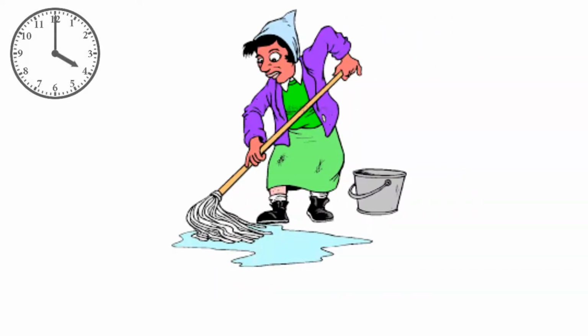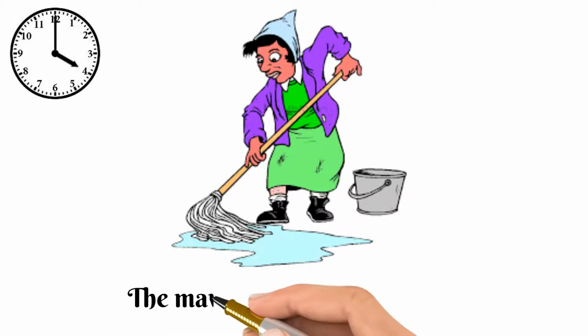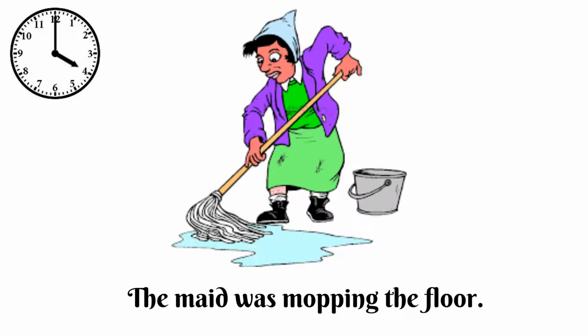Second example, what was she doing yesterday at 4 o'clock? The maid was mopping the floor. So what's the past continuous here? Was mopping. So when I say she was mopping the floor, it means that yesterday at 4 o'clock she was in the middle of mopping the floor. She started before and she continued after 4 o'clock. So the action was in progress.